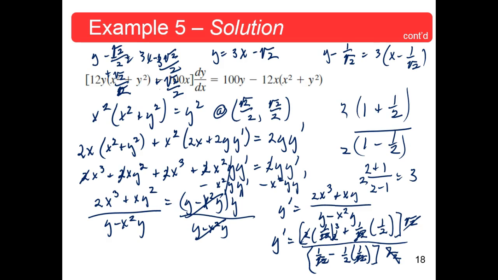Sorry that was all over the place, but on a small board it's hard to do that many calculations. But there's your equation of the tangent line. Y-intercept is negative root 2, slope of 3.